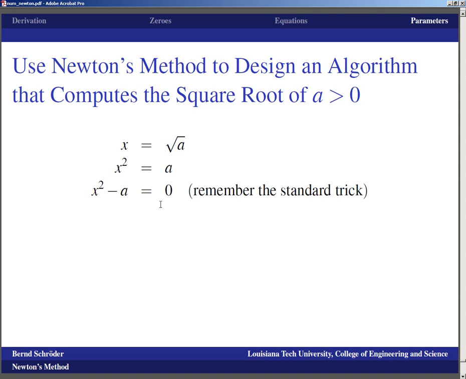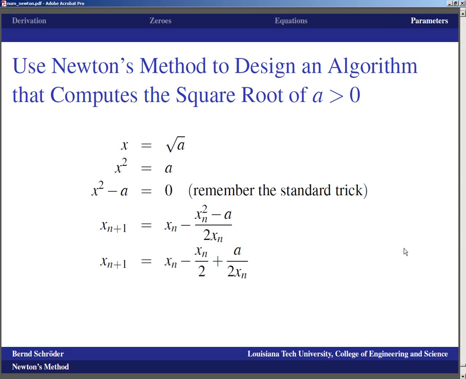And that means, yeah, that was the standard trick, and that means that the recurrence relation is xn plus 1 equals xn minus f of xn, which is xn squared minus a, divided by f prime of xn, which is 2xn. And so now here the trick really is we have an algorithm that computes square roots without needing to know what the square root is, right? That is the big thing in numerical analysis.